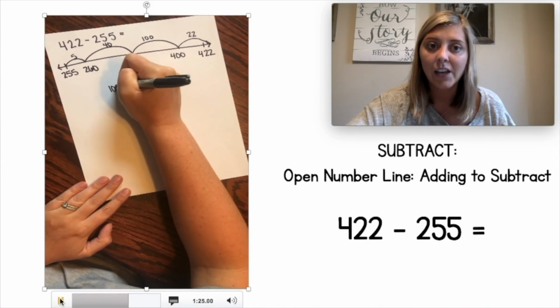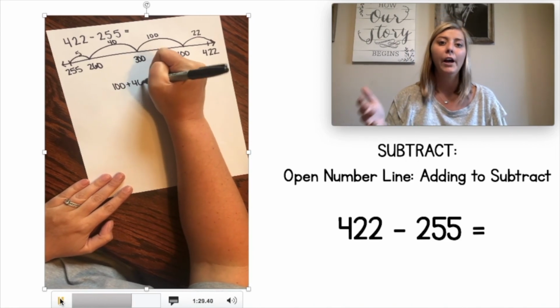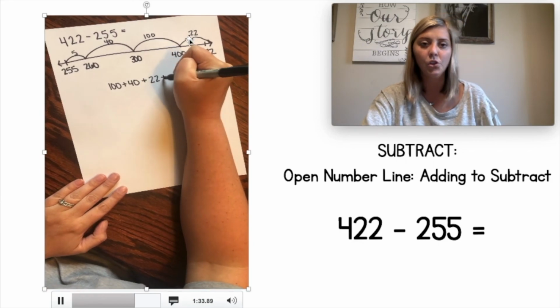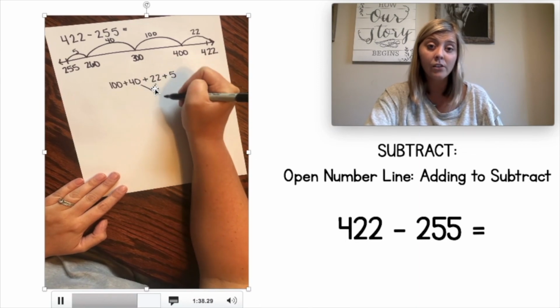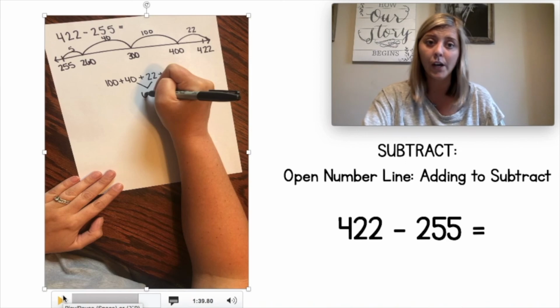I'm going to add together the amount of all the hops I took. I hopped 100, I hopped 40, I'm getting these by looking at the top right here. I hopped 22, and I hopped 5. So if I add all these numbers together, I'll be able to find the difference between 422 and 255.